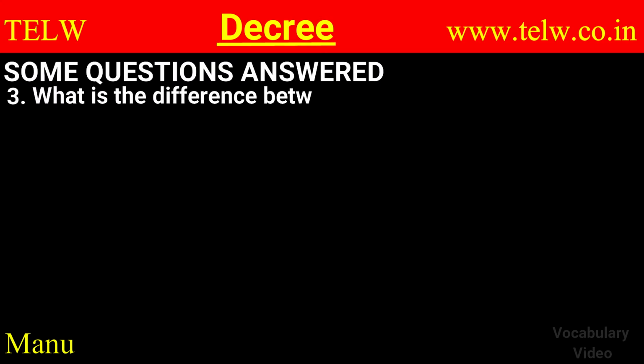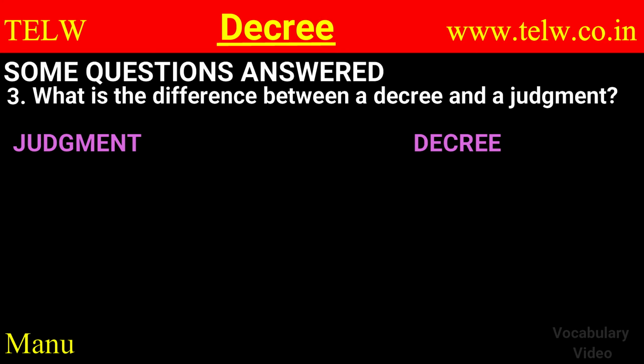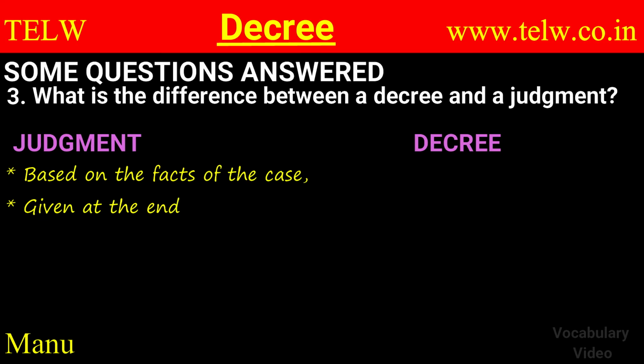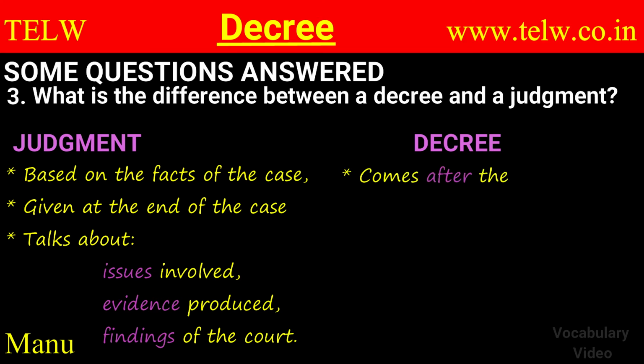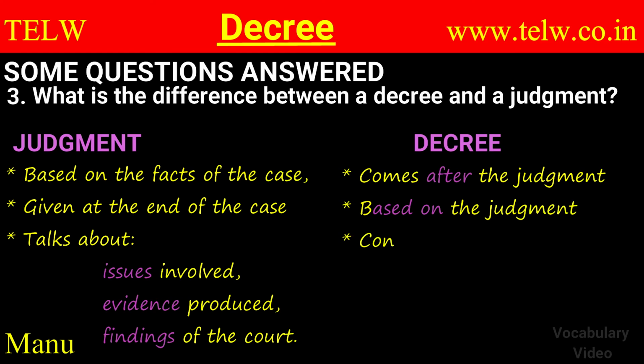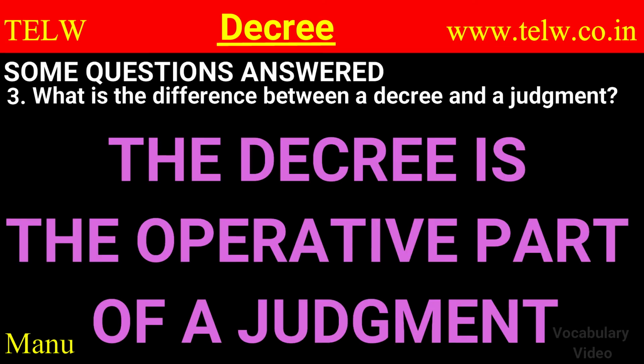What's the difference between a decree and a judgment? A judgment is based on the facts of the case and is given at the end of the case. It talks about the issues involved, the evidence produced, and the findings of the court. But the decree comes after the judgment. It is based on the judgment. It contains the rights and liabilities of the parties involved. Therefore, broadly, the decree is the operative part of a judgment.